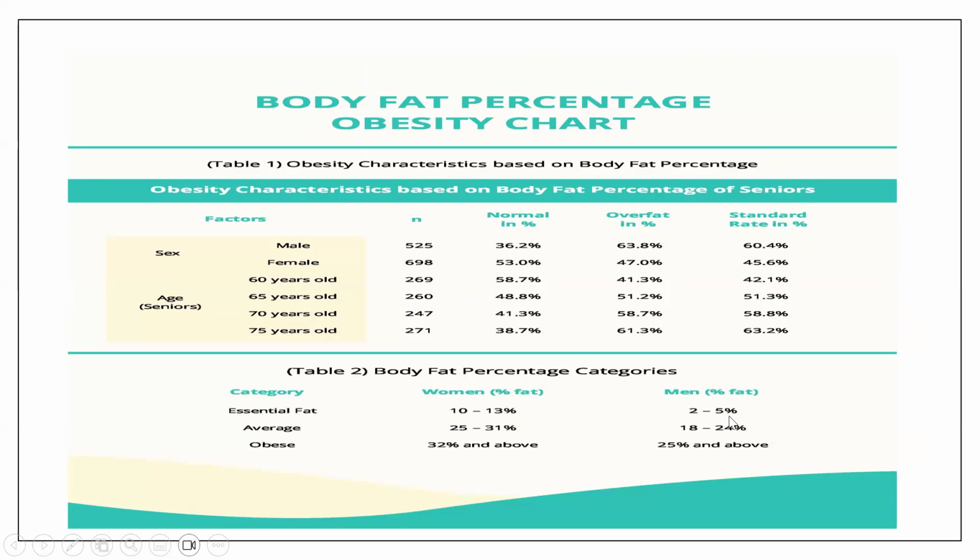They have 2 to 5% of the fat. On average, women have 25 to 31% fat and men have 18 to 24%. But if women have 32% or above body fat, they are considered to be obese, and men, if they have 25% and above body fat, they are considered to be obese.